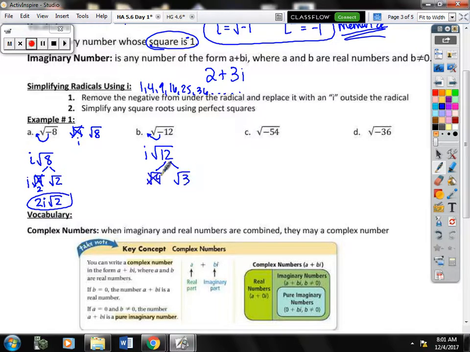Square root of 4 is 2, which becomes an outside number, so now we'll have 2i square root of 3. See if you guys can try C and D. All right, who can tell me what they got for C?